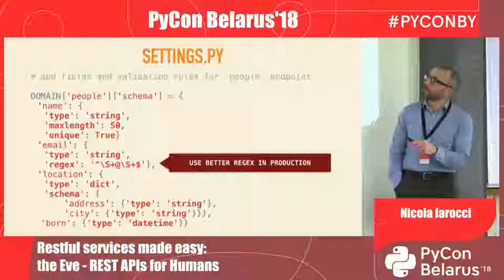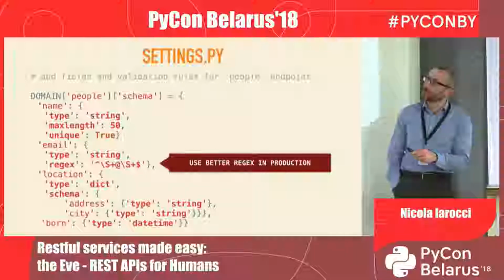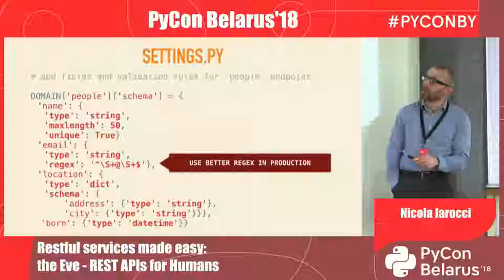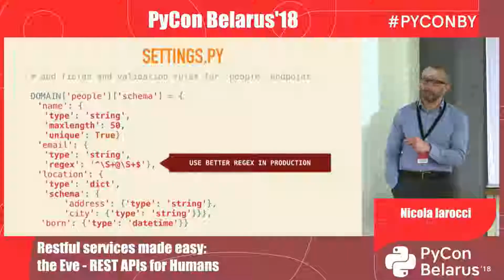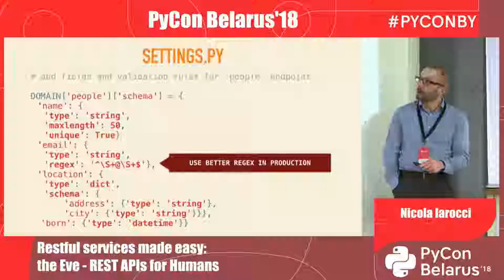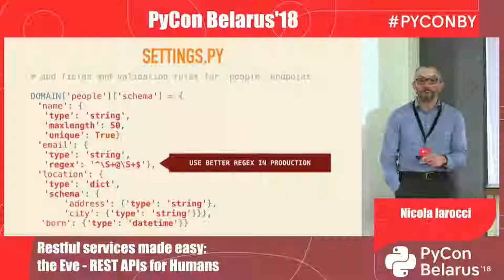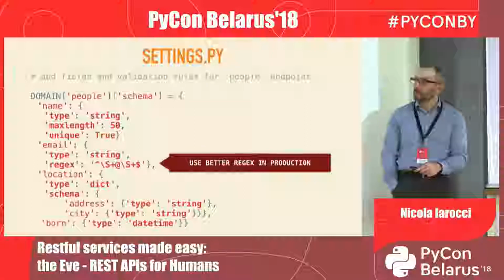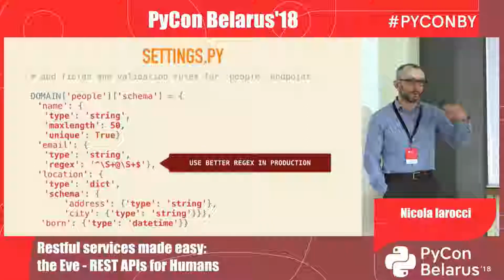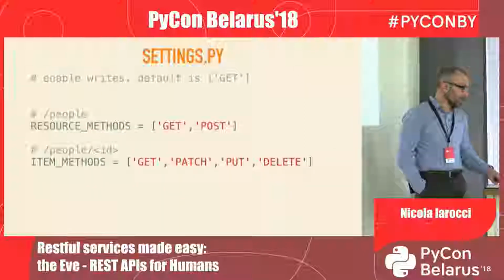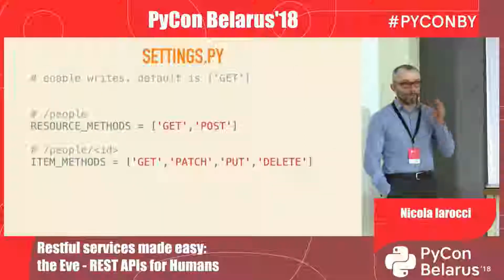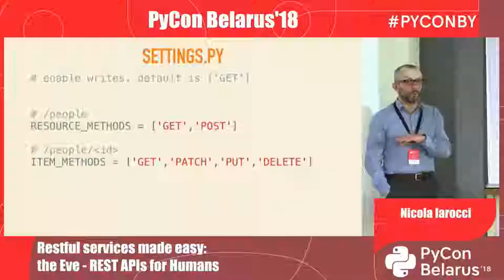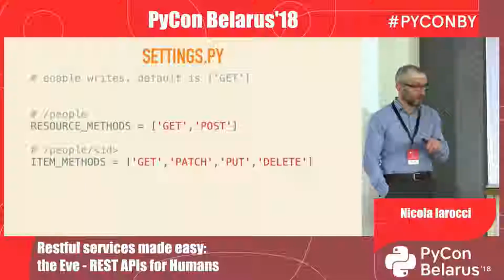So we go back to our domain definition for the people endpoint, and we define a schema. For example, the name field is a string, max length 50, and must be unique. The email field is actually a string, but I also want to validate it against a regular expression. Don't use this in production because it is horrible. And you can also define subdocuments, like in here. Location is actually a subdocument with an address field and a city field, both strings, etc. You get the idea. Now, data validation is super important, and there are a lot of powerful features you have available without any code to write, just by declaration.